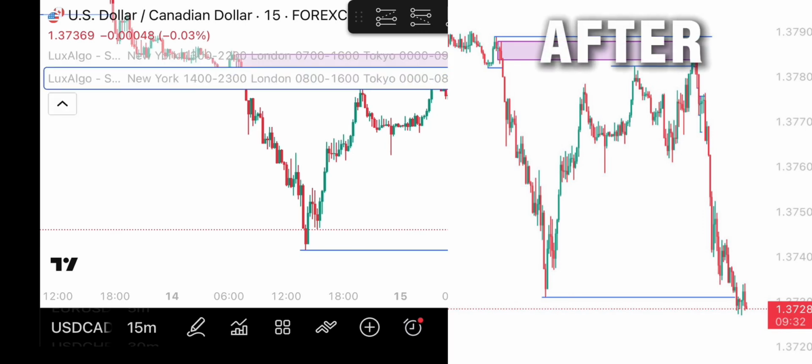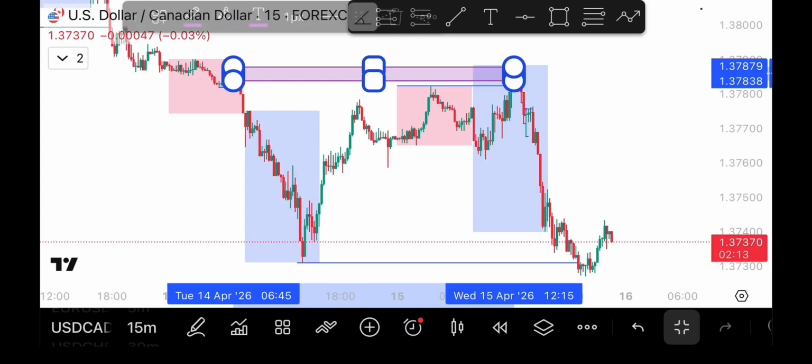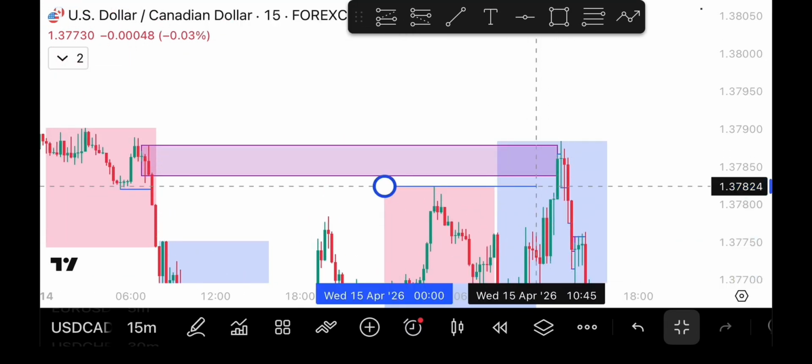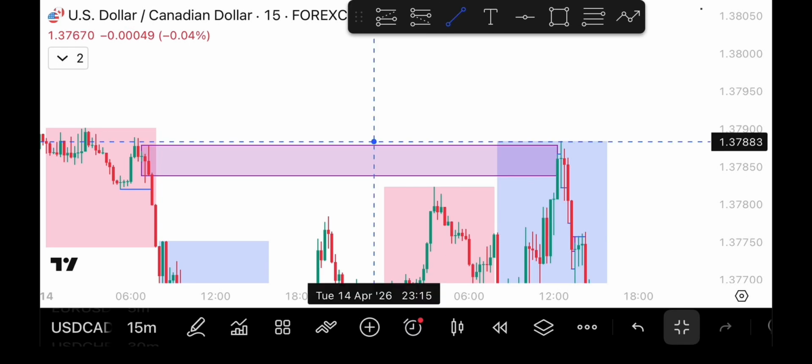So now I marked out my zone, my point of interest. Everybody knows I use order block for my point of interest. So now I marked out the Asian high. That's the Asian high I marked.